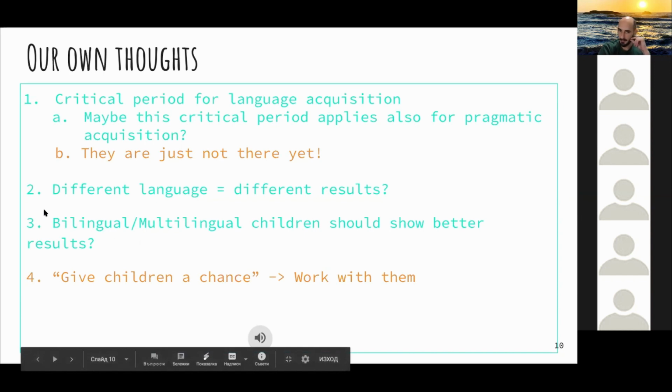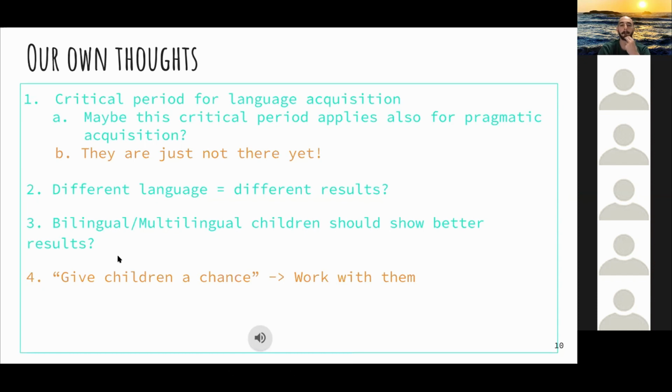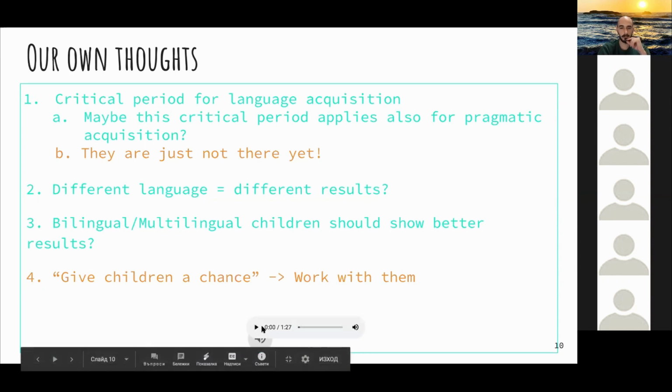Point 2 and point 3 are kind of connected. Does it make a difference, or should bilingual or multilingual children show better results, since they are exposed to more language material, if I am allowed to say so? That was the third question that arose, and not to speak in the name of Eva, I'm just going to play hers.